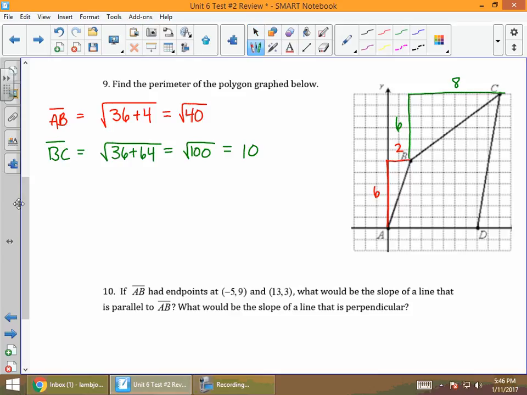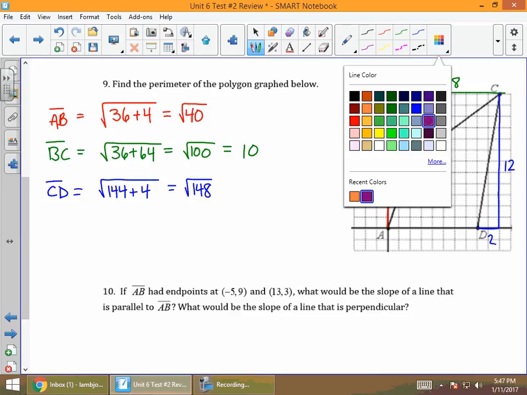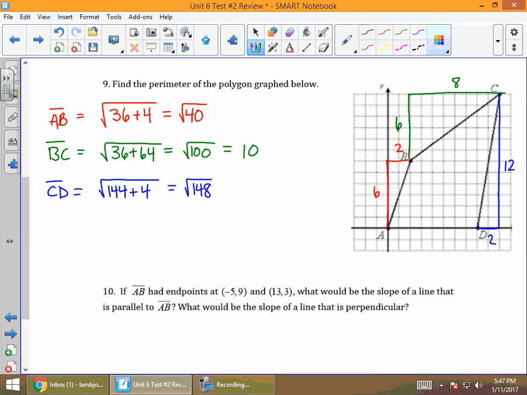All right, from C to D. Going down 1, 2, 3, 4, 5, 6, 7, 8, 9, 10, 11, 12. Going over 2. So from C to D is 12 squared is 144. 2 squared is 4. Add them together, and that is the square root of 148, which is not nice. It's 12 point something. And the last distance is the distance from D to A.